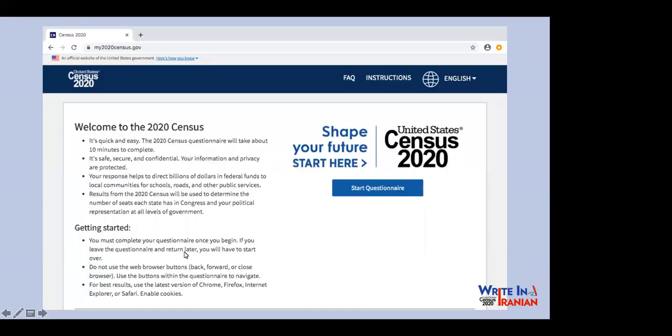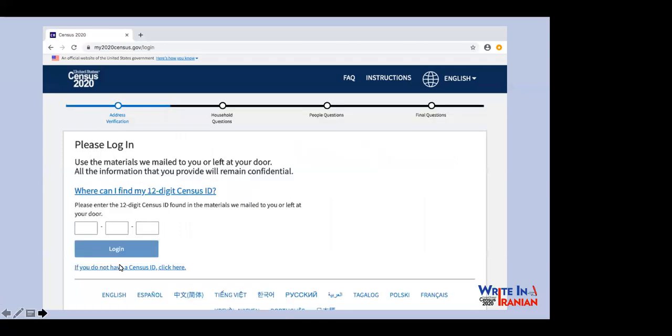The first screen that you get when you go to my2020census.gov is the welcome screen, where you can start filling out the questionnaire. Usually you should have received a letter in the mail. It's an invitation to fill out the census form, and on that letter there is a unique 12-digit census ID, and you would enter the census ID here. You would log in and start filling out the census questionnaire.